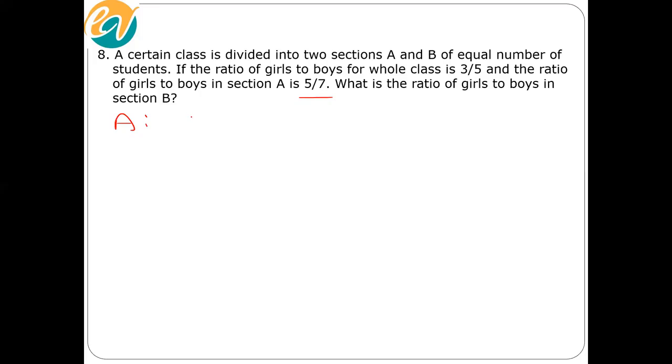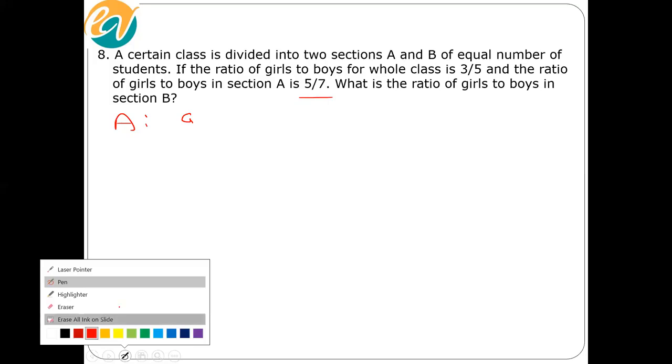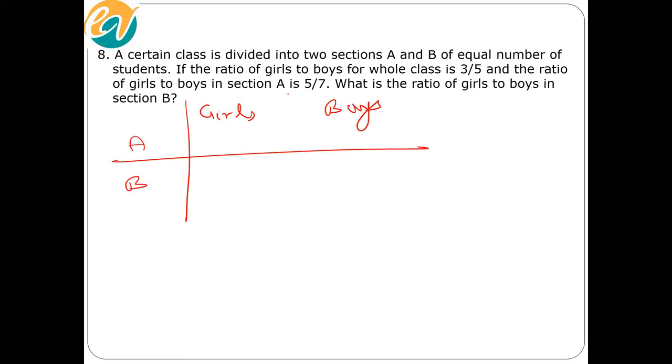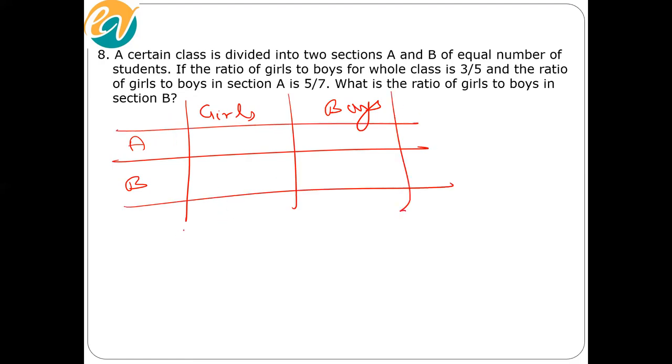Let's assume that number of girls, let's actually take this. Girls and boys, section A, section B. So again, since it's given to us that girls is to boys in section A is 5:7. So what would we start with? Let's assume that number of girls is 5A, and so number of boys would be 7A, correct?